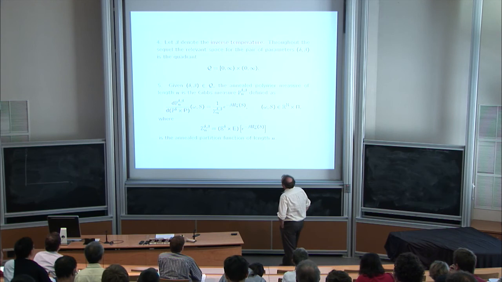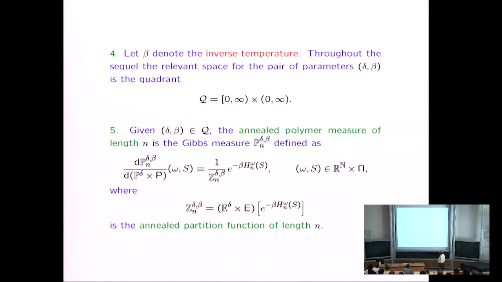And now, given two parameters delta and beta in that quadrant, what you build is the Gibbs measure associated with that interaction Hamiltonian. So it's e to the minus beta times the Hamiltonian, and you have to normalize it. The Gibbs measure is the measure for which I use the symbol P with the lower index n and the two parameters. And it is simply the tilting according to the Gibbs-Boltzmann factor with respect to the reference measure under which I'm having simple random walk and I'm having i.i.d. tilted random variables.